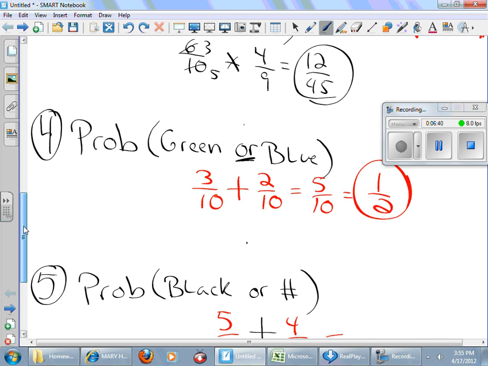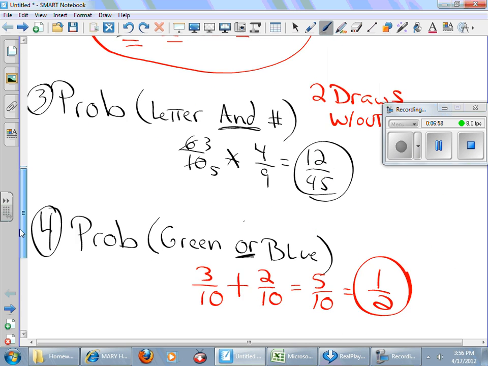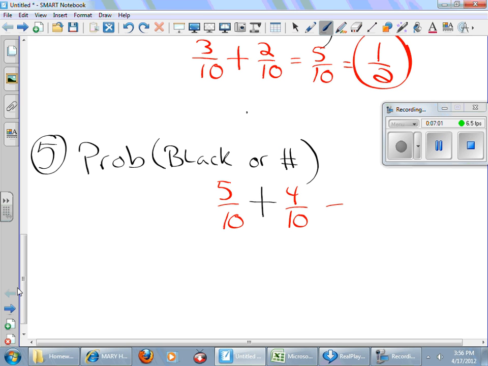If I count the black characters, I get 1, 2, 3, 4, 5. But now if I count the numbers, I get 1, 2, 3, 4. Notice I counted the 1 and 2 twice. The subtraction gets rid of, how does Goiko say it? I think he says the overlap. Is that what he's calling it? The overlap? Yeah, I think that's the word he likes to use. All right, so I am going to take the 5/10 and 4/10, but I'm going to subtract them. And that will get rid of the overlap.